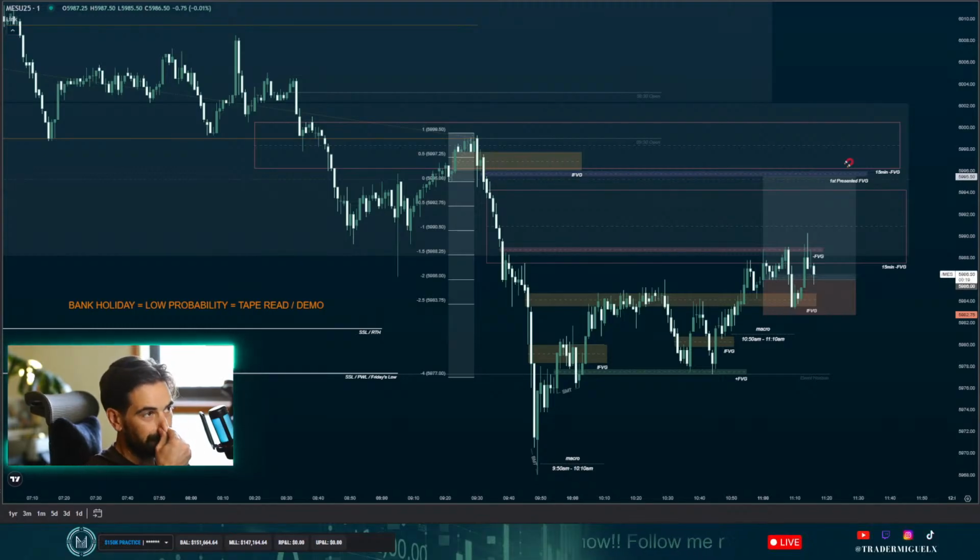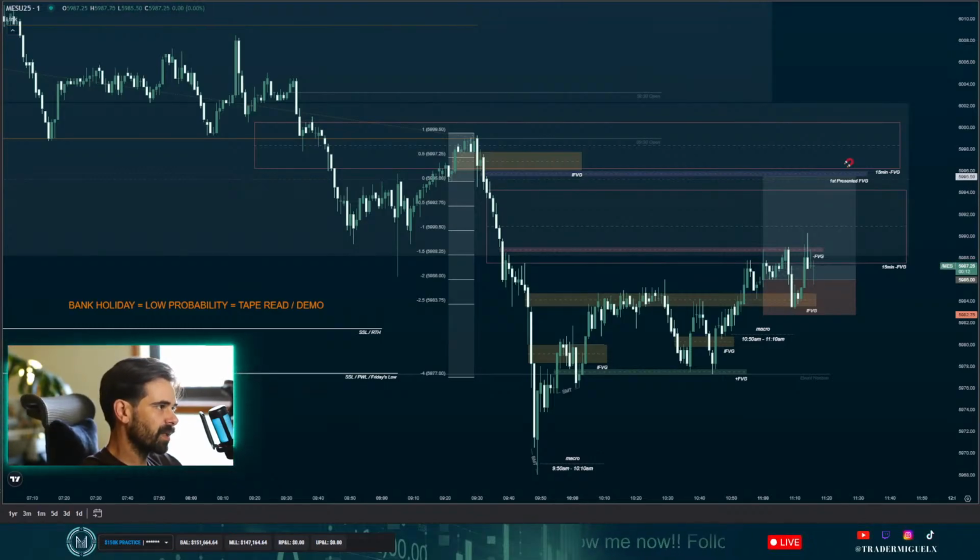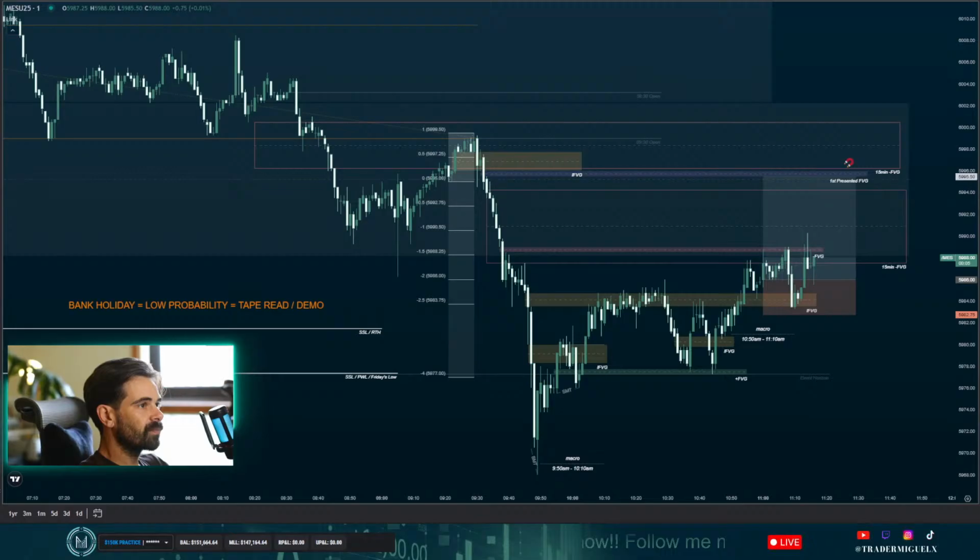I will probably be here tomorrow as well. It's Friday. I don't know if I will take some actual and real trades. It depends on how price will develop today. And yeah, taking into account that the days after a bank holiday can be low probability as well.